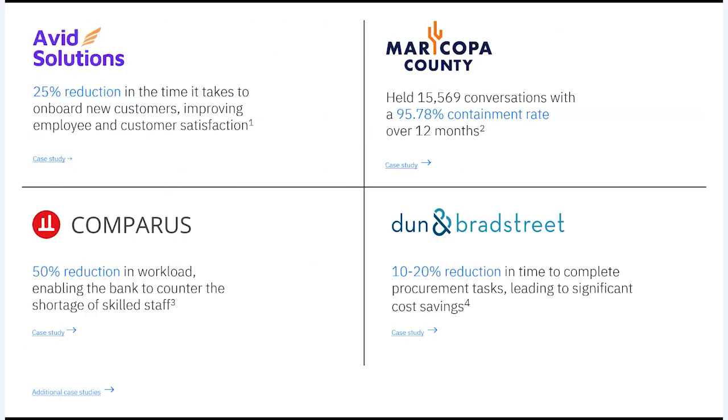Here, we see several real-world examples of how clients across industries are leveraging IBM watsonx Orchestrate to drive efficiency, reduce errors, and enhance employee and customer satisfaction. Avid Solutions reduced the time it takes to onboard new customers by 25%, driving increased customer satisfaction. Dun & Bradstreet was able to reduce the time to complete procurement tasks by 10 to 20%, leading to significant cost savings for the organization. And these case studies demonstrate the versatility and impact of watsonx Orchestrate across various sectors, showcasing its ability to transform business processes and deliver tangible results.